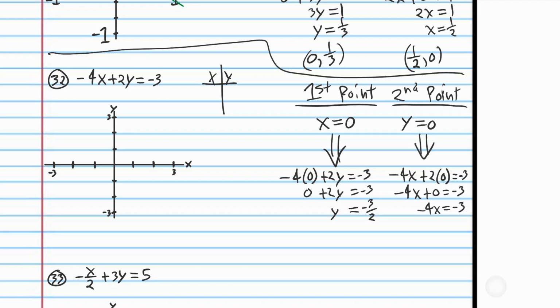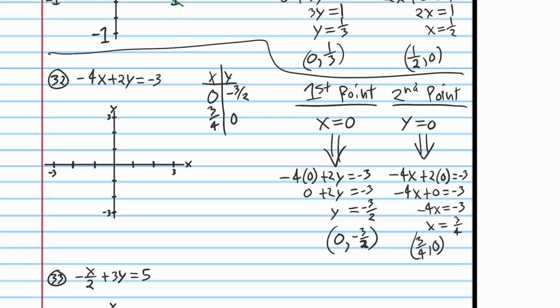Divide both sides by -4, and we get +3/4. So we have 0, -3/2 for one coordinate, and 3/4, 0 for the other coordinate. So let me just double check those. Looks correct.